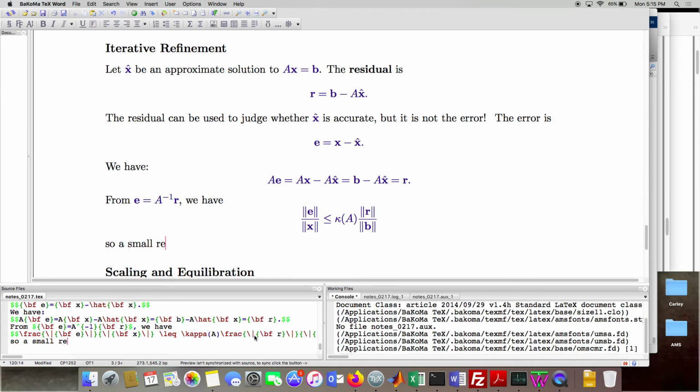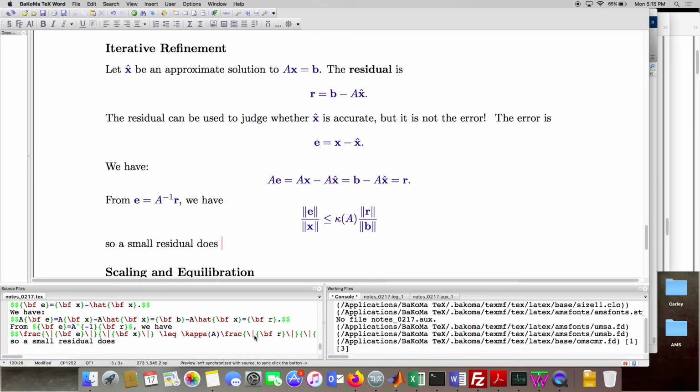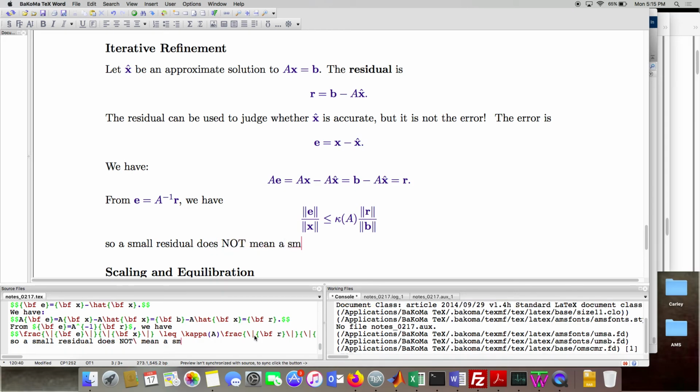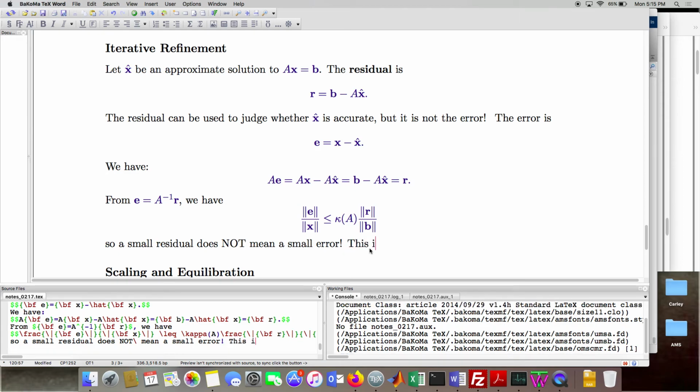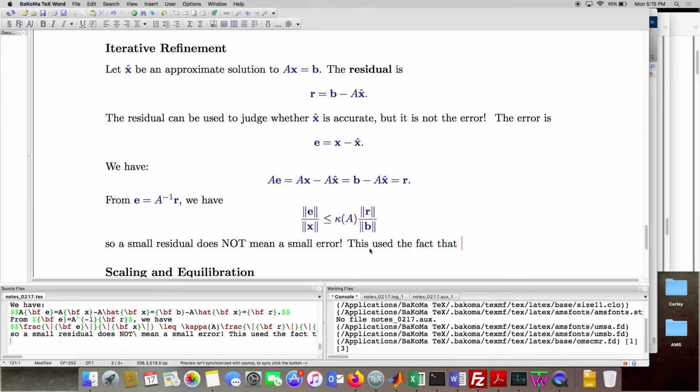So a small residual does not mean a small error, because what if A is terribly ill-conditioned? Then the normal residual might be small, but the error might still be very large. Okay. Like that.